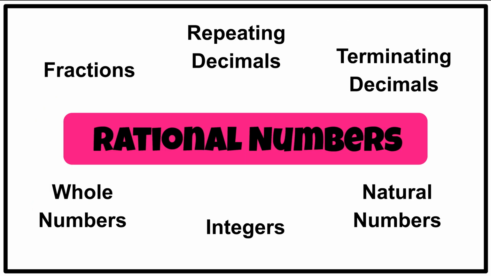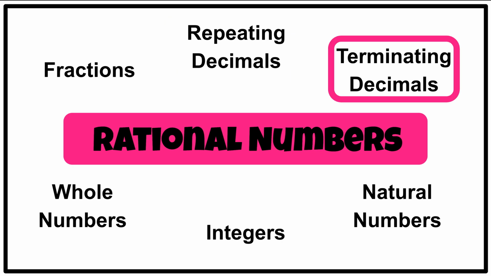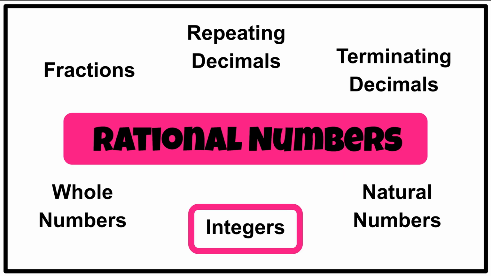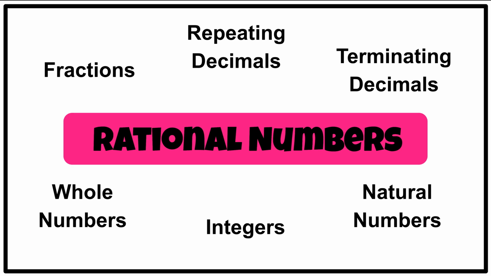Along with being fractions, repeating decimals, and terminating decimals, rational numbers also include natural numbers, integers, and whole numbers, as well as a combination of them, which we call mixed numbers.